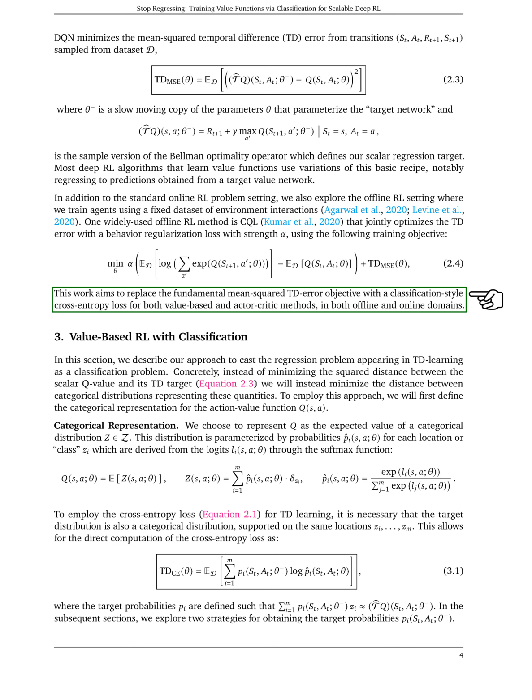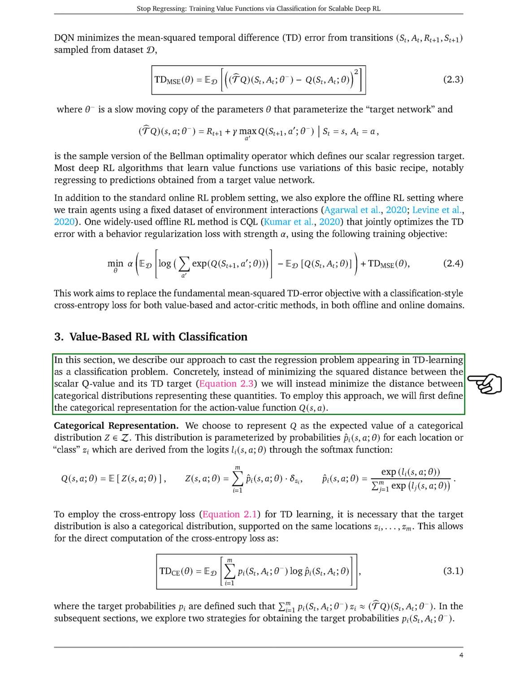Section: Value-based RL with classification. In this section, we explain our method of transforming the regression challenge found in TD learning into a classification problem. Instead of focusing on reducing the squared difference between the scalar Q value and its TD target, we aim to minimize the difference between categorical distributions that represent these values.